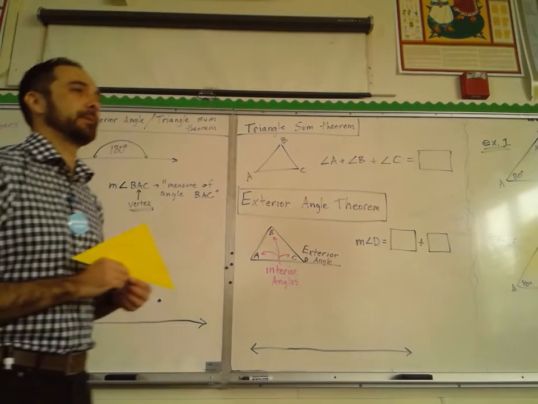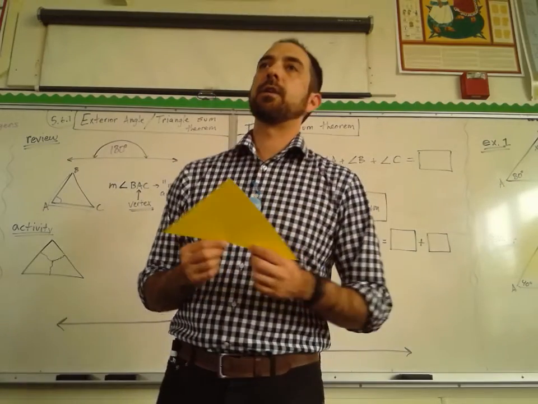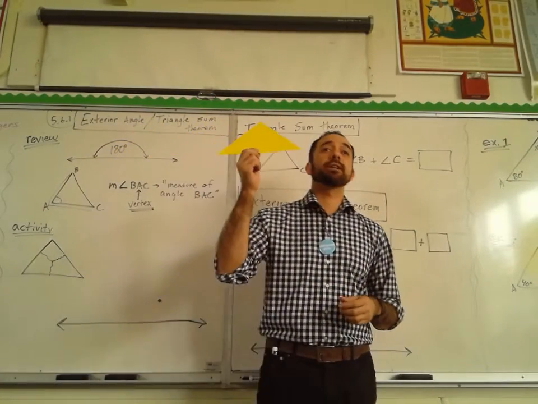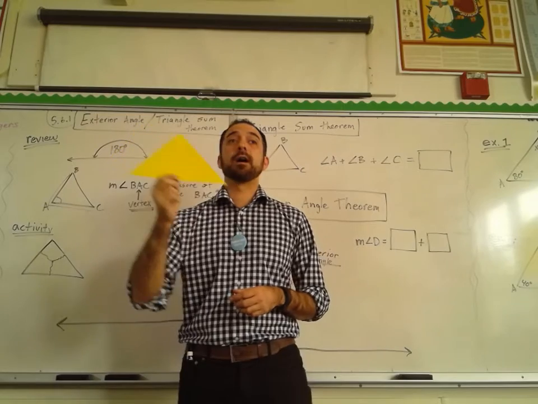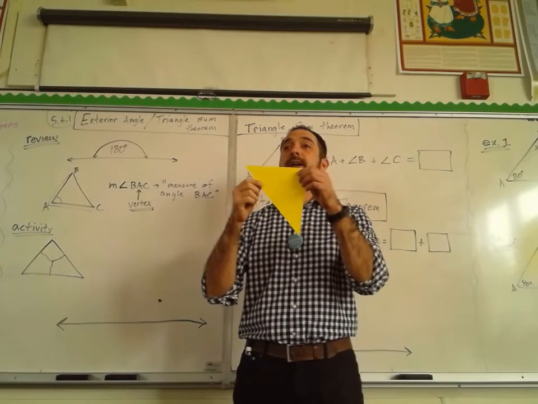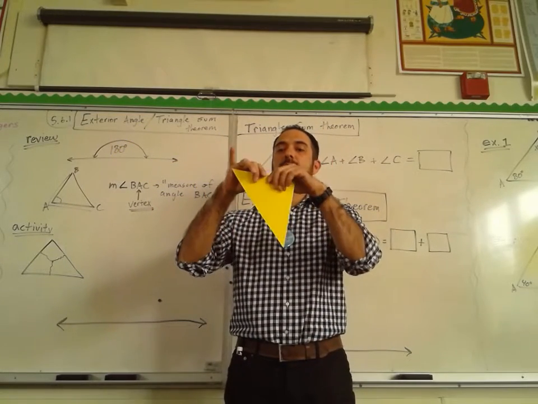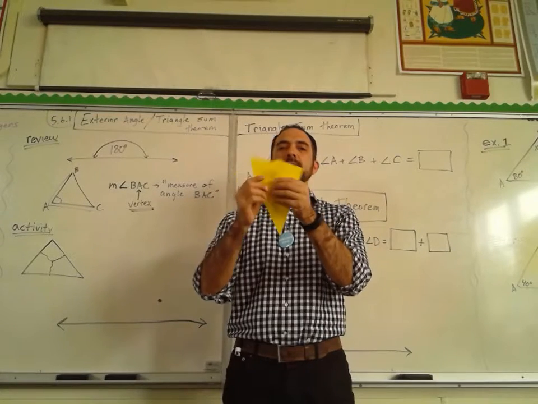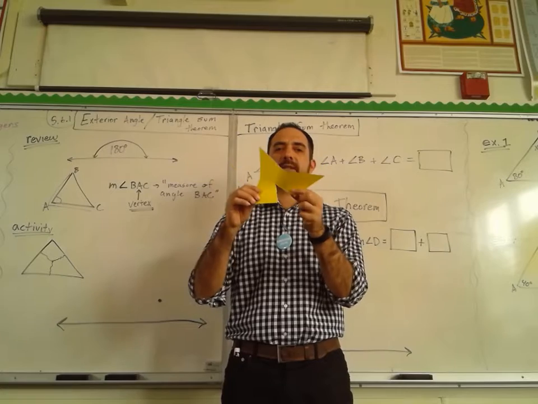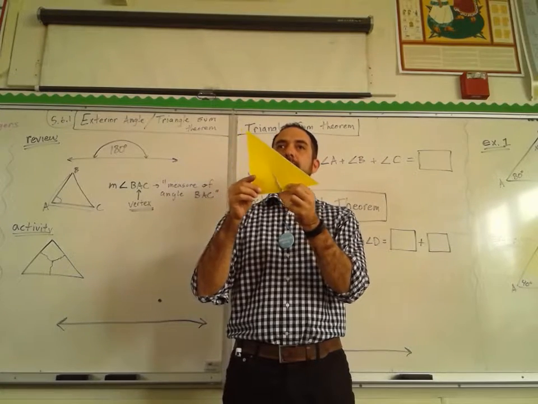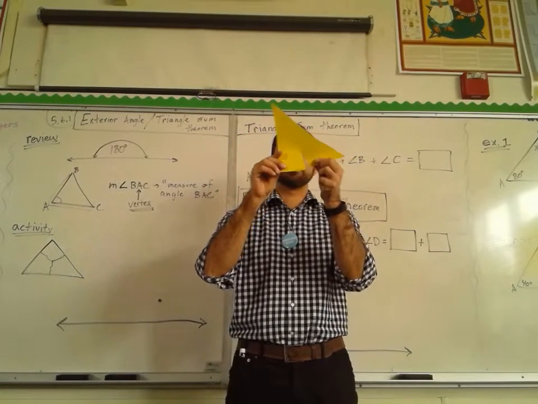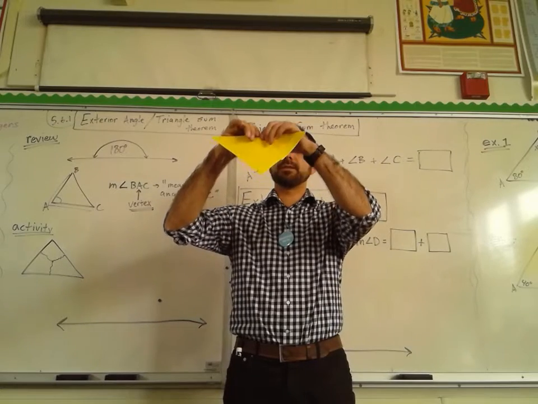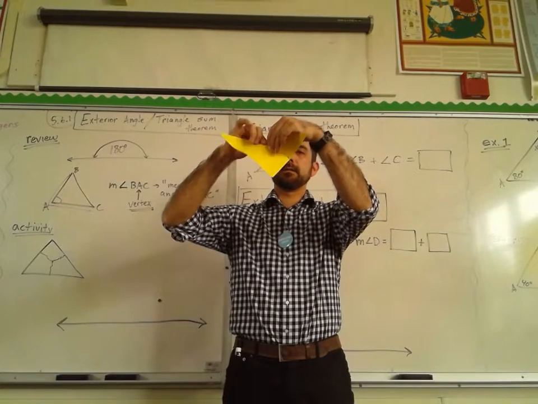Okay. So I have my triangle up here. I want you to do the exact same thing that I'm going to do. From each of the sides, I want you to rip in towards the center of the triangle. So you see what I did there? I just ripped one side like that. Then you're going to rip from the other side towards that center point.